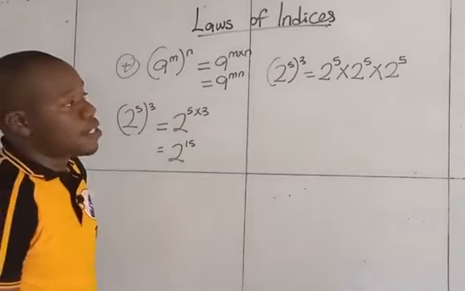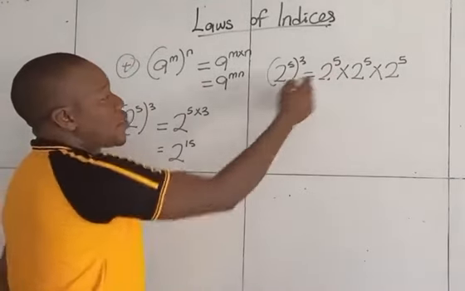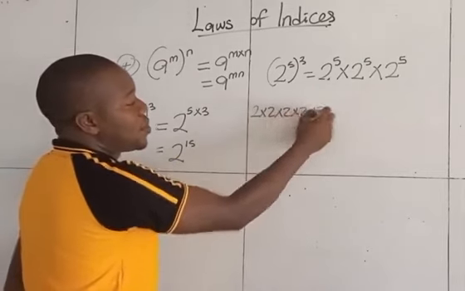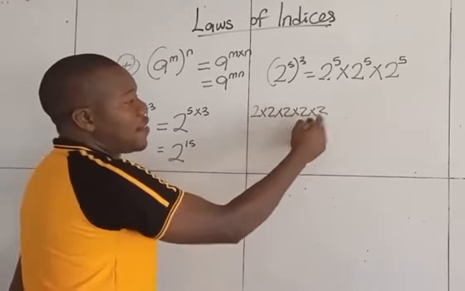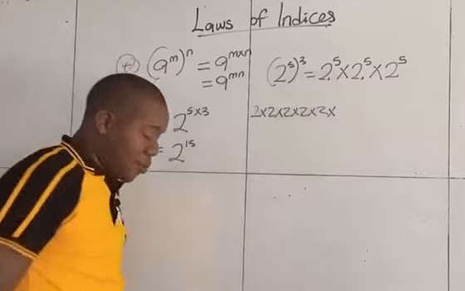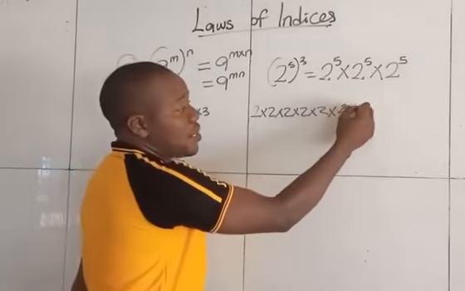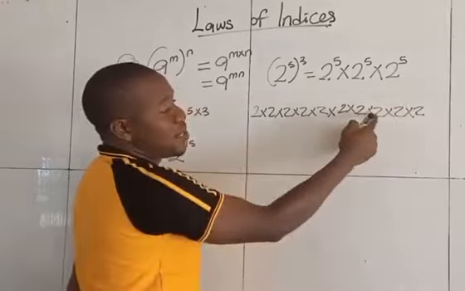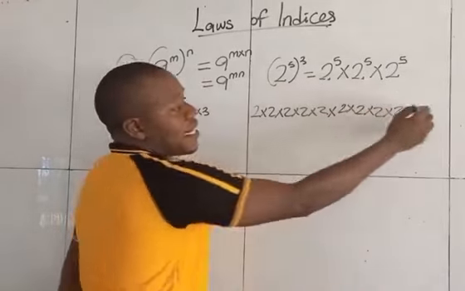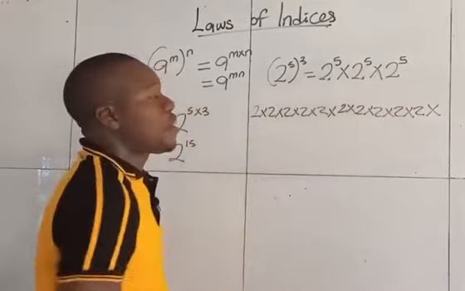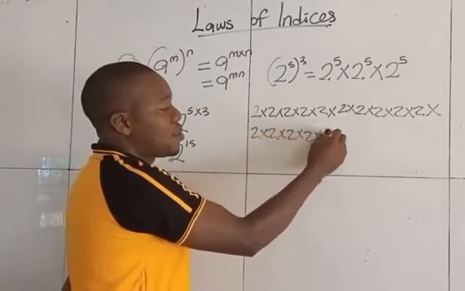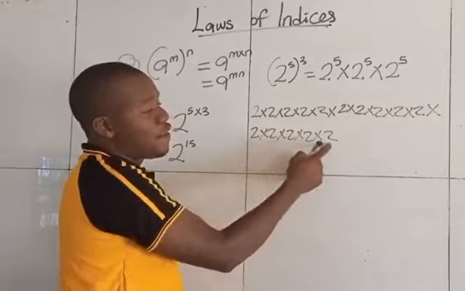Then by expansion, 2 raised to the power 5, the first one, is 2 times 2 times 2 times 2 times 2, 1, 2, 3, 4, 5. Times the next one, 2 raised to the power 5, is 2 times 2 times 2 times 2 times 2, 1, 2, 3, 4, 5. Times the last one, 2 raised to the power 5, is still 2 times 2 times 2 times 2 times 2, 1, 2, 3, 4, 5.